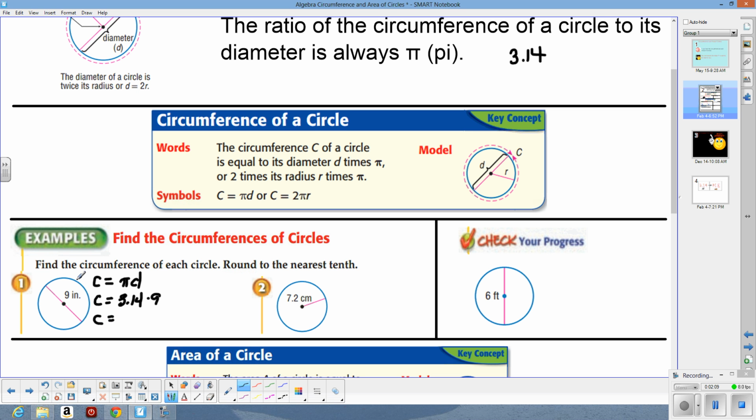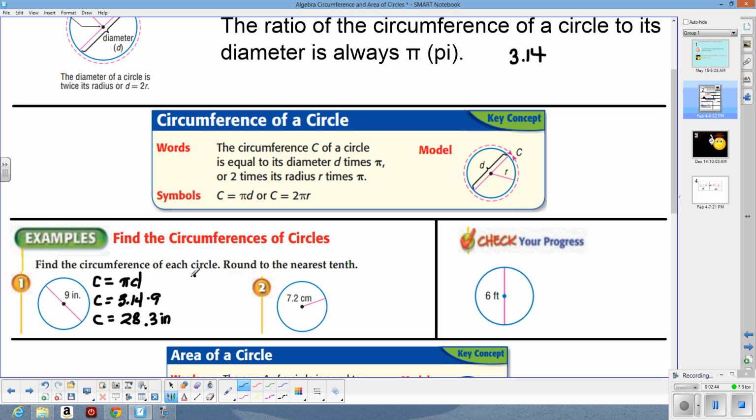Now we're going to go ahead and multiply that. You end up with 28.26, so to the nearest tenth, that's 28.3, and it's going to be in inches. Now that is just an approximation for the circumference. Occasionally you might be asked to find the exact circumference. The only way you can find the exact circumference is to leave pi in your answer.